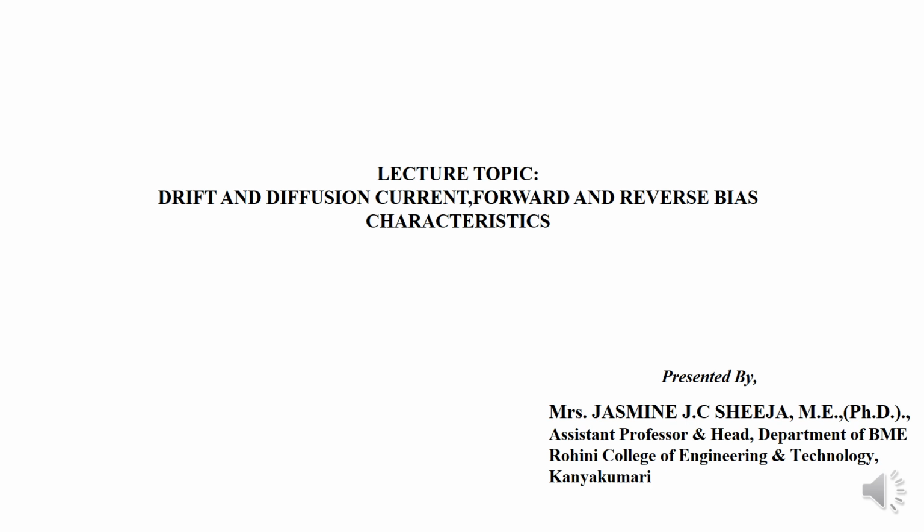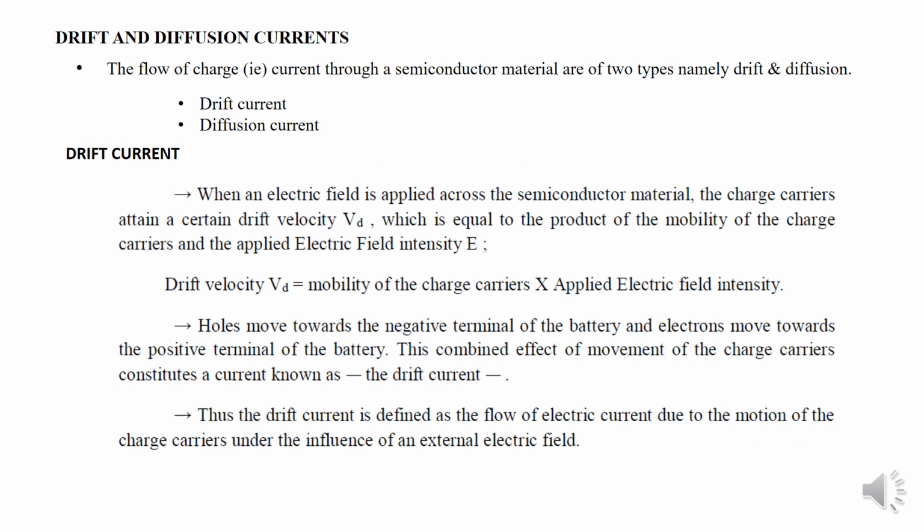Let us see about drift and diffusion current and also forward and reverse bias characteristics. Here, while we are seeing the drift and diffusion current, the flow of charges, current through the semiconductor material, are of two types, that is drift and diffusion current. First one is drift current.